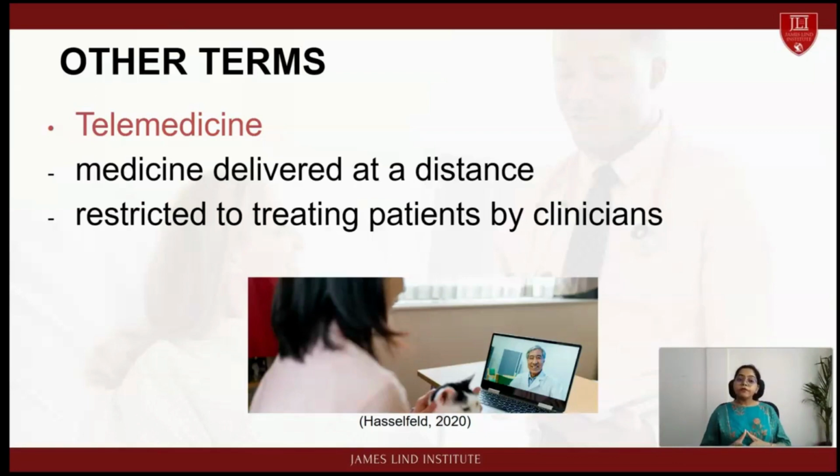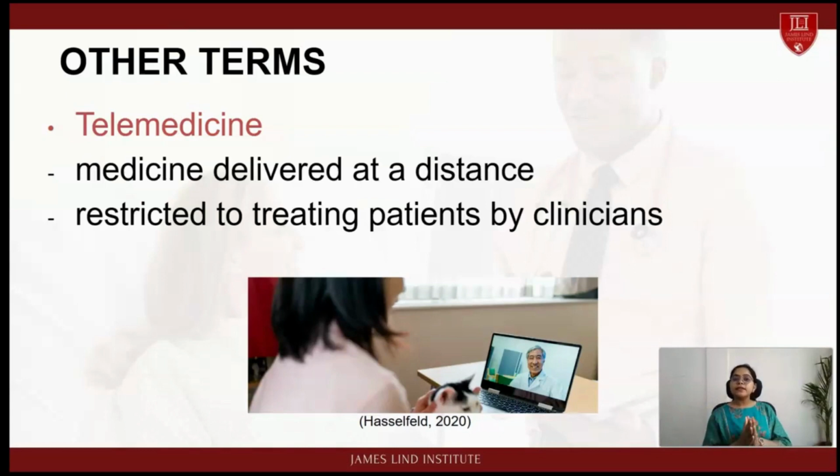Now, what we have is telemedicine. Telemedicine is again from the Greek language, tele and medicine. We have two different terms, tele and medicine. So tele means again at a distance, something that is provided remotely, and we have medicine. Medicine is related to the treatment basically. Medicine that you deliver, that you provide at a distance.